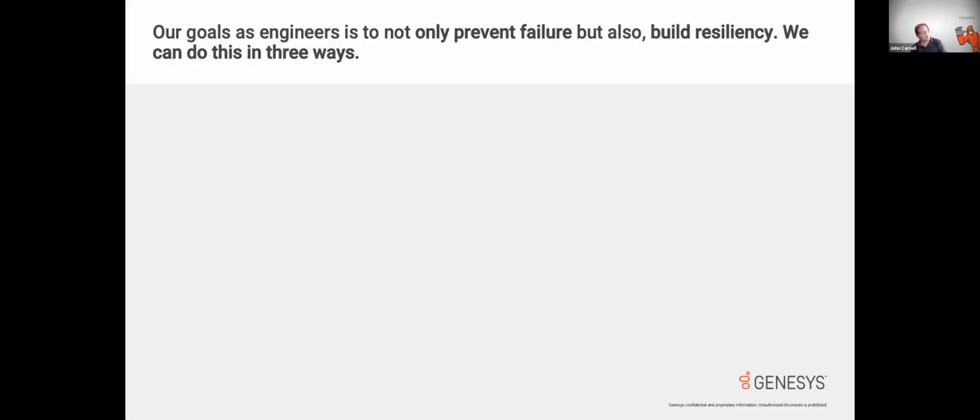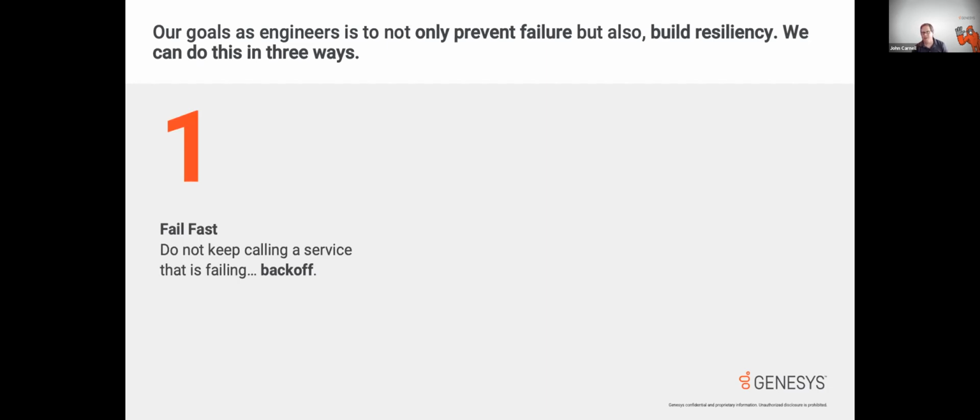So the one thing I always tell people is our goal as engineers, because I still consider myself an engineer, I still write code every day, is not to completely prevent failure. We want to try to prevent failure, but we also have to build for resiliency. And we can do it in one of three ways. One, if we detect a problem within our services, fail fast.